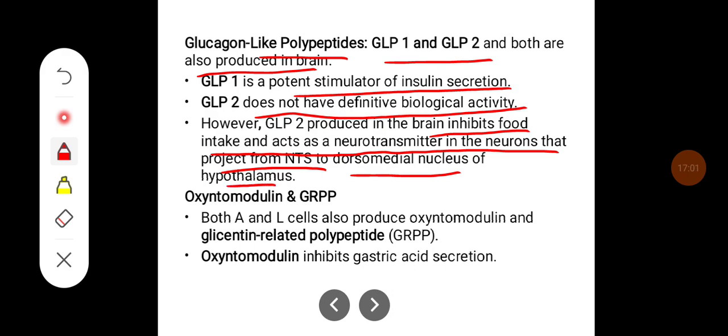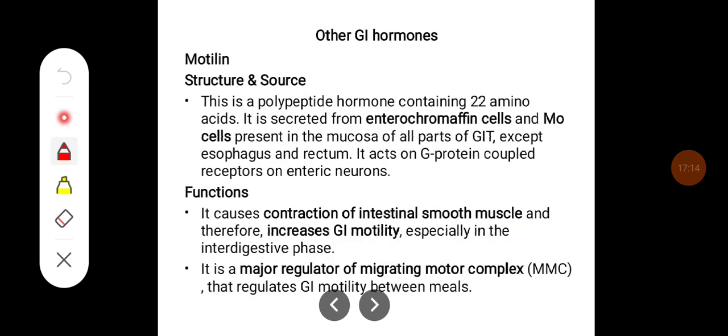Oxyntomodulin and GRPP: both A and L cells also produce oxyntomodulin and glicentin related polypeptide. So, oxyntomodulin inhibits gastric acid secretion.